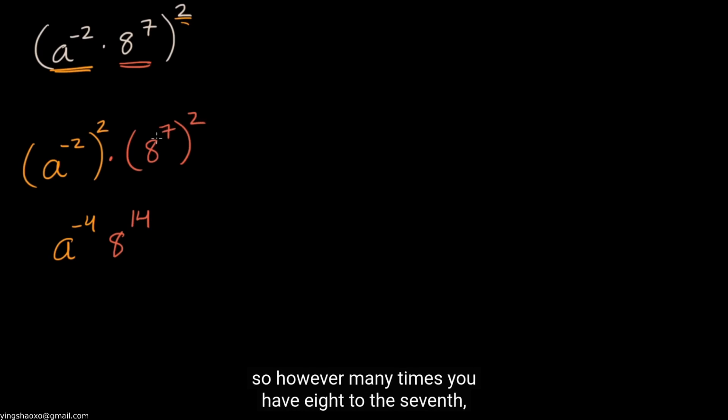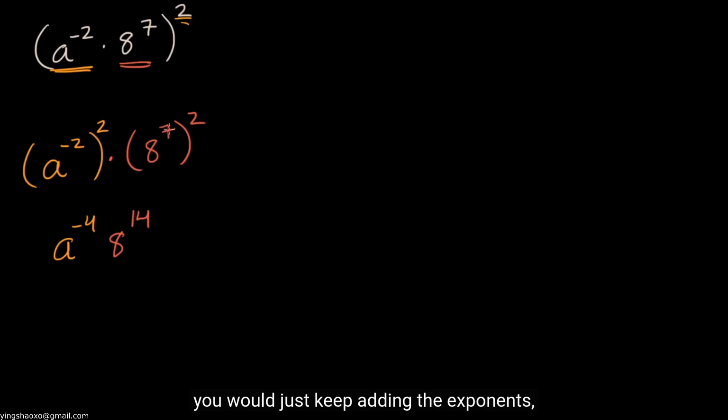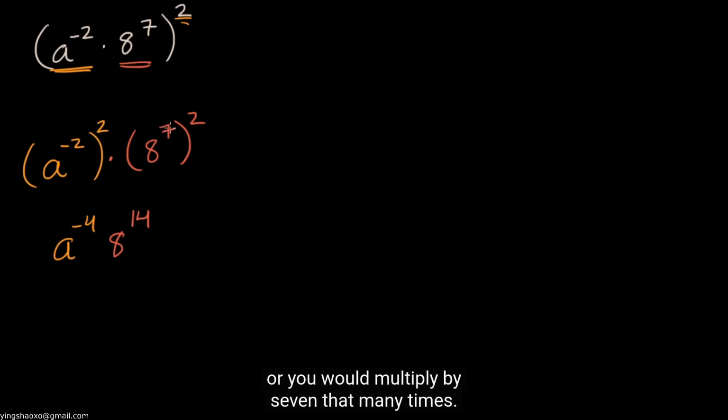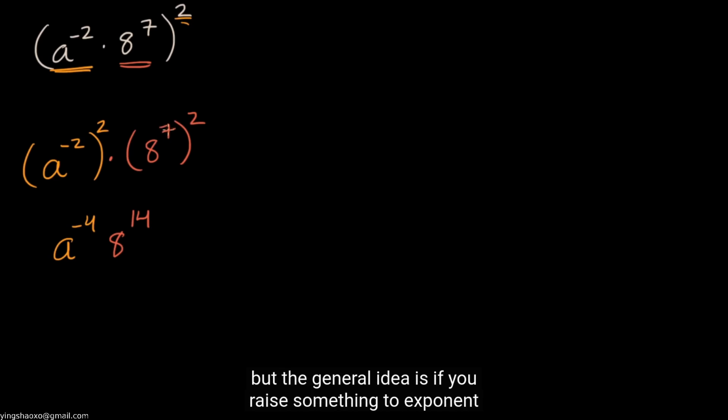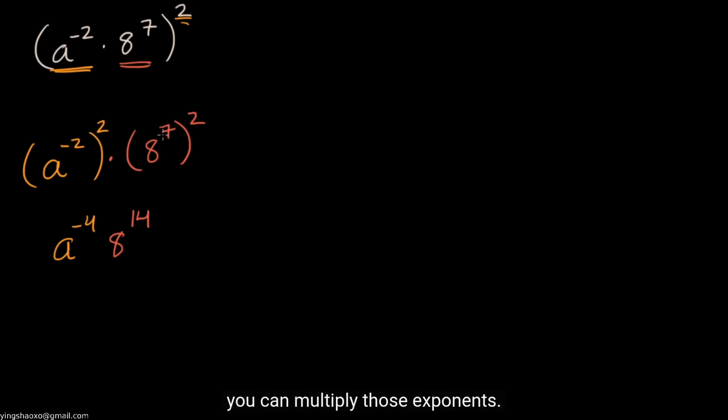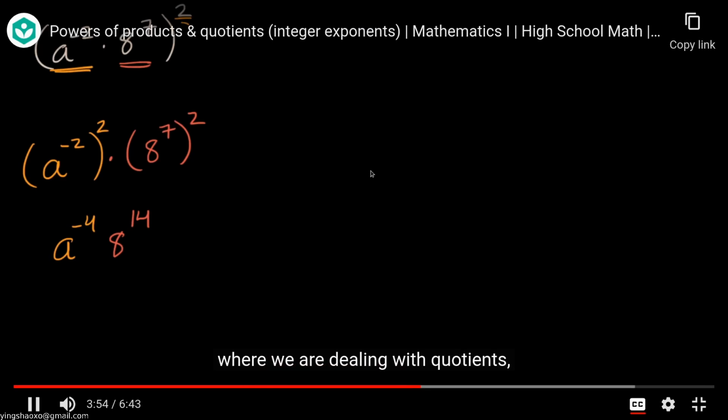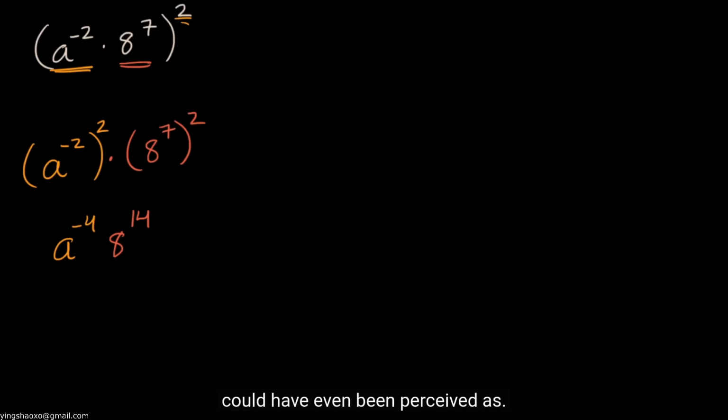So however many times you have 8 to the 7th, you would just keep adding the exponents, or you would multiply by 7 that many times. Hopefully that didn't sound too confusing. But the general idea is if you raise something to an exponent and then another exponent, you can multiply those exponents. Let's do one more example where we are dealing with quotients, which that first example could have even been perceived as.